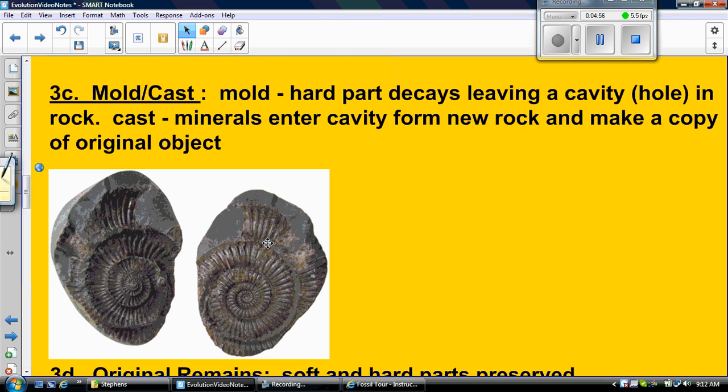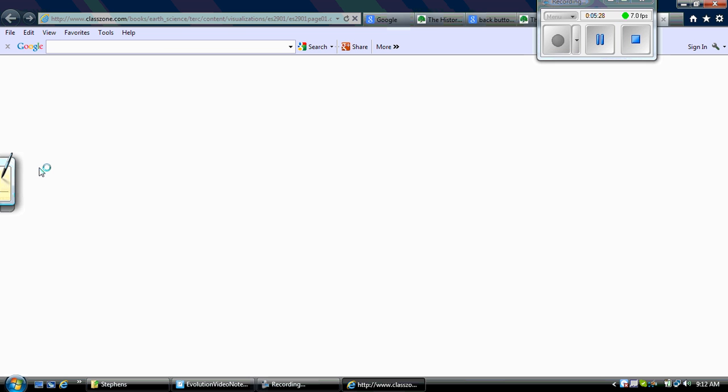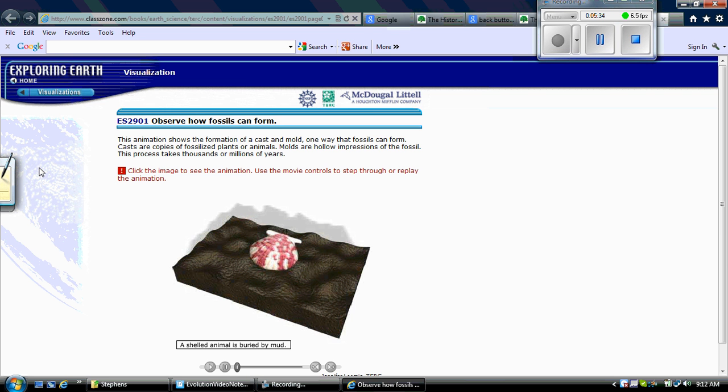Now molds and casts. Okay, a mold means that the hard part decays, leaving behind a cavity or a hole in the rock. So this is a mold right here. So the hard part of the shell decayed, went away, but it left behind indentations in that rock. Then later on, a cast is formed. That's where minerals enter the cavity, and they harden, and they form a copy of the original object. So this isn't the actual shell; it's just a copy. You've seen that maybe when your parents did your fingerprints or handprints when you were babies. They made a mold of that.